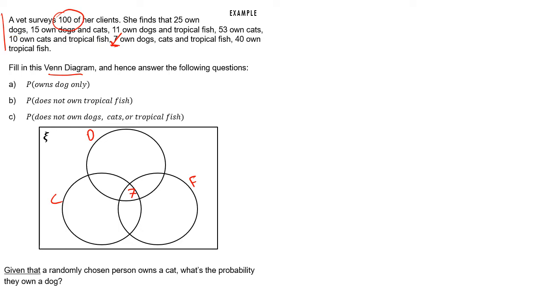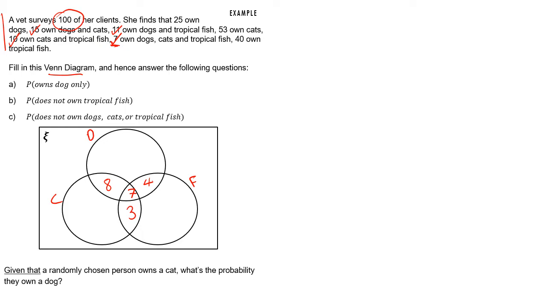Now, 10 people have cats and tropical fish, which means we must have 3 people in here because there's already 7 in that intersection between cats and fish. 11 own dogs and tropical fish, so there must be 4 in here, and 15 own dogs and cats, so that means we've got 8 here.